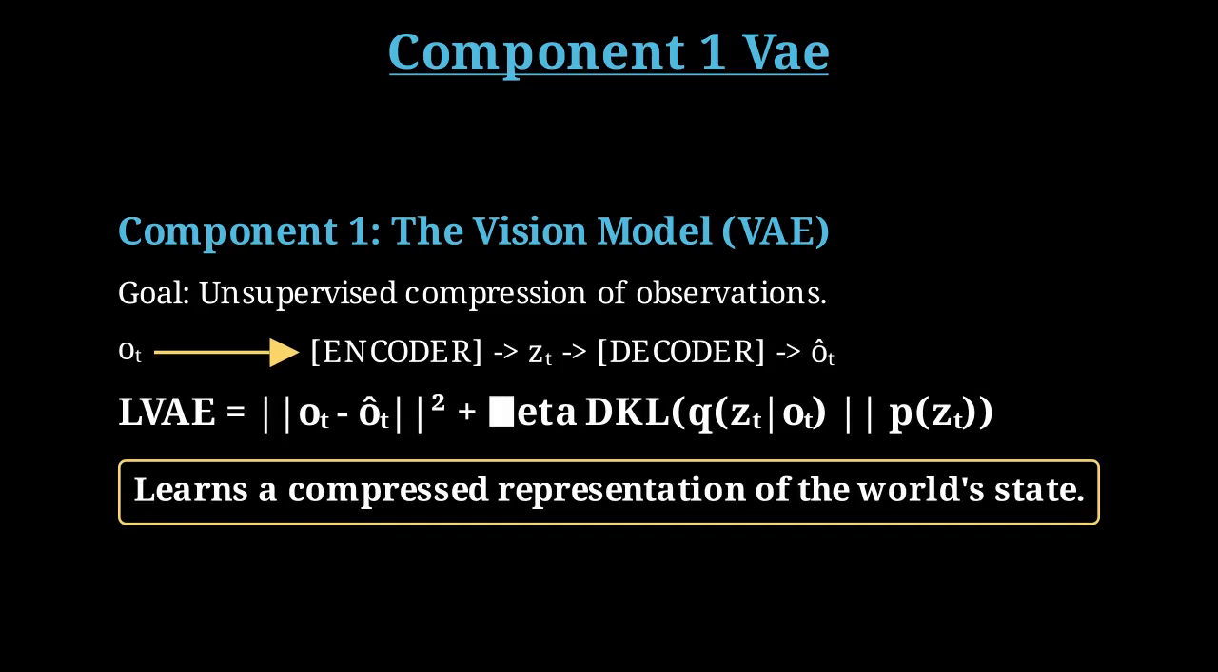The VAE is trained to minimize a reconstruction loss plus a KL divergence term, which regularizes the latent space to follow a standard normal distribution. This structured latent space is crucial for the memory model to learn from.